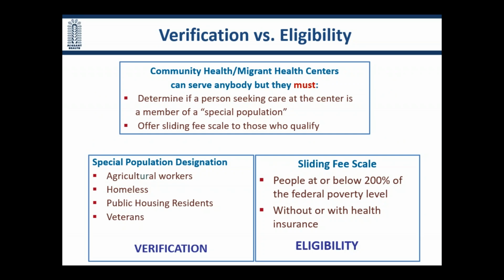One of the things that we often see when we're conducting these trainings is a little bit of confusion regarding verification versus eligibility. It's important to note that for purposes of ag worker identification, we are verifying special population status in order to properly document in the UDS. This has nothing to do with the person's eligibility for healthcare services. We all know that all community members can receive services at our health centers, and they may be eligible for a discount based on income, but those are two separate things.